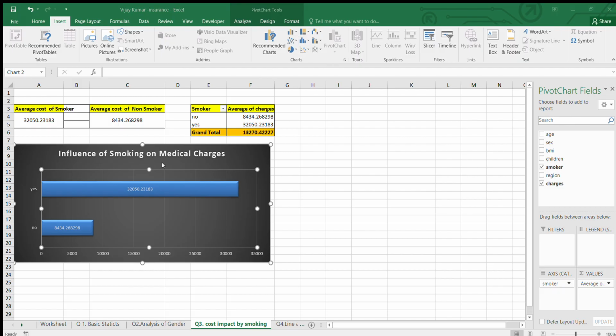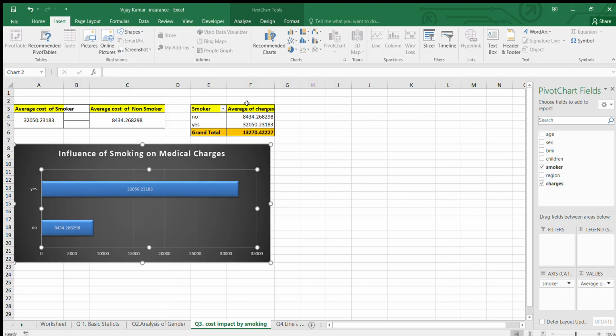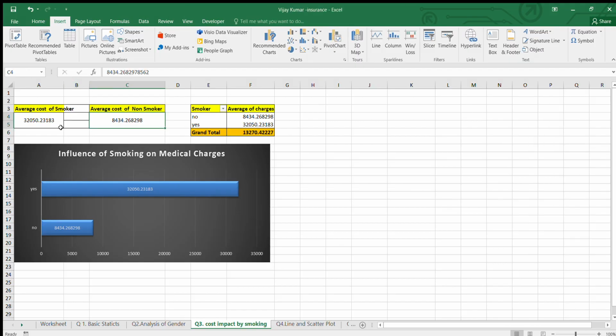This chart is a bar chart. In this bar chart, we have put smoker on the y-axis and on the x-axis the total value, the average of charges. Here we can see that the value is 32,050 rupees for the average smoker, and non-smoker is 8,434. So here we have completed this question. This is the pivot table, and this is the value for both. Let me move to question number 4.